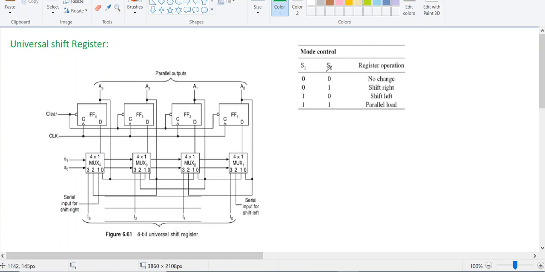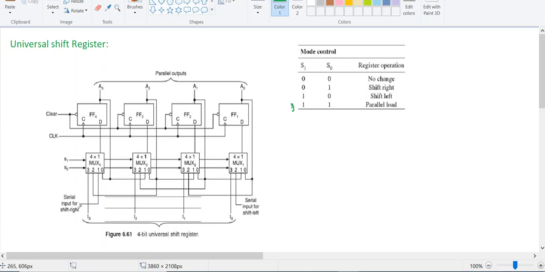This is based on the mode control. We defined what happens when S1 is 0 and S0 is also 0: no change of state will occur. 0 1 means shift right, 1 0 means shift left, and 1 1 means parallel load will occur. Initially, I will explain the first case, the parallel mode.